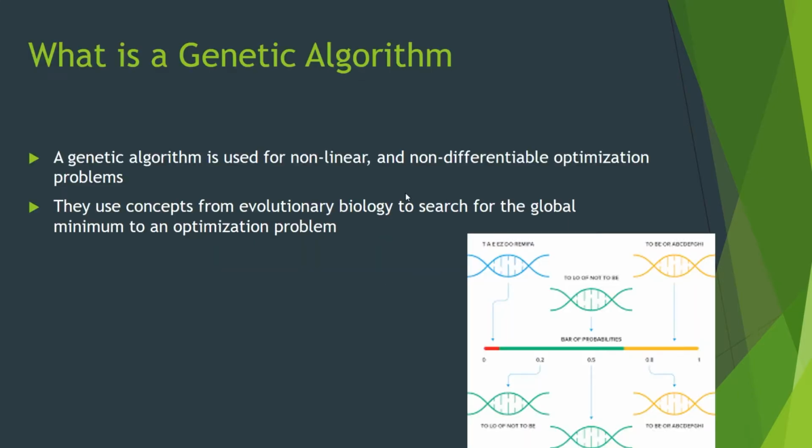Okay, first, what is a genetic algorithm? What is it? What is its use? Why do you need it? A genetic algorithm is used for nonlinear and non-differentiable optimization problems. They use concepts from evolutionary biology to search for the global minimum to an optimization problem. Here's a little example there.